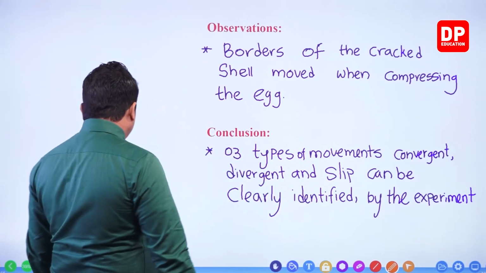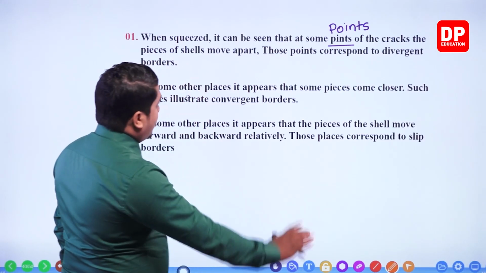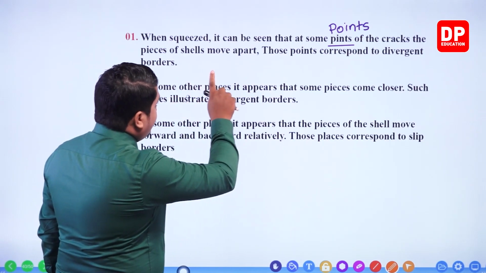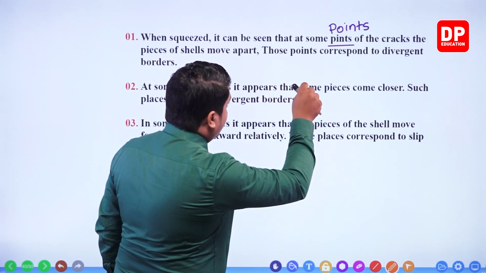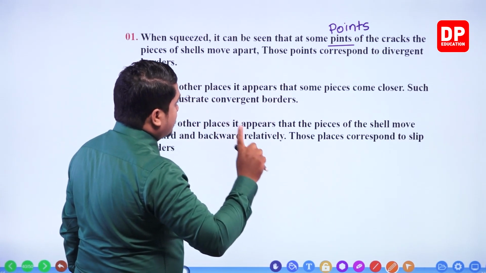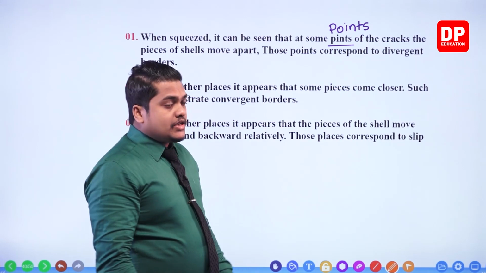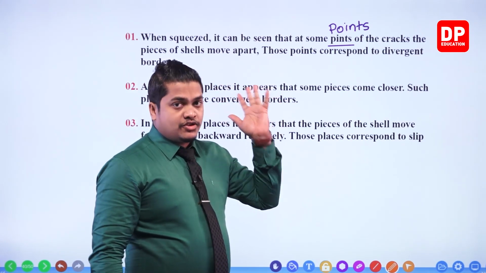Now let's head on to see the three types of movements once more. Number one, when squeezed, it can be seen that at some points, right? So here I have corrected it. When squeezed, it can be seen that at some points of the cracks, the pieces of shell move apart. These points correspond to divergent borders. So move apart means going away from each other. So these points correspond to the divergent borders then.